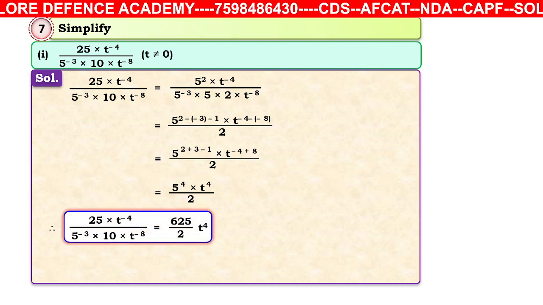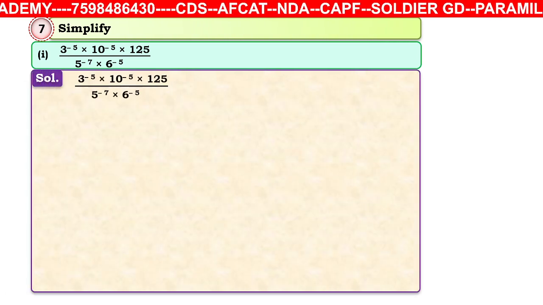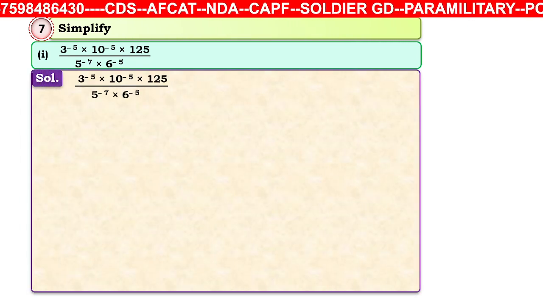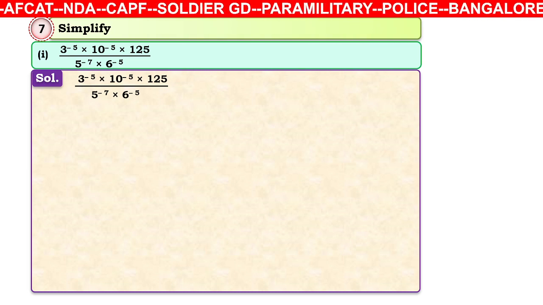This is the answer. Next, 3 to the power of minus 5 into 10 to the power of minus 5 into 125 divided by 5 to the power of minus 7 into 6 to the power of minus 5.